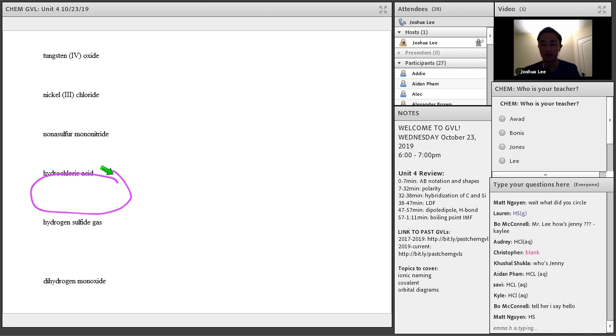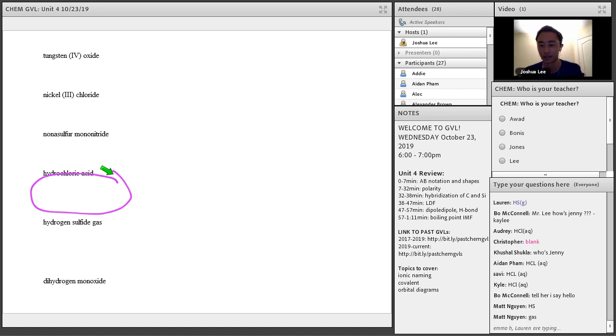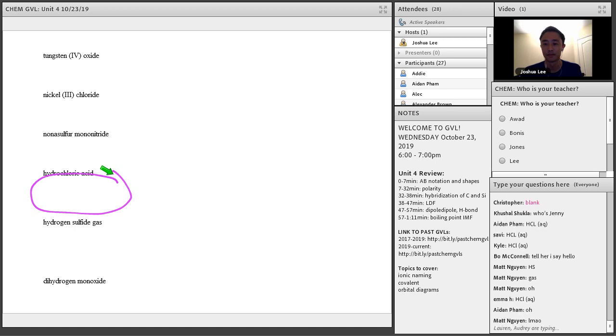Wait, what does it look like I circled? I definitely circled the hydrogen sulfide gas. You did it, but not correctly. Same with you, Aiden fam. Minus 100 points. Alec with the correct answer again.